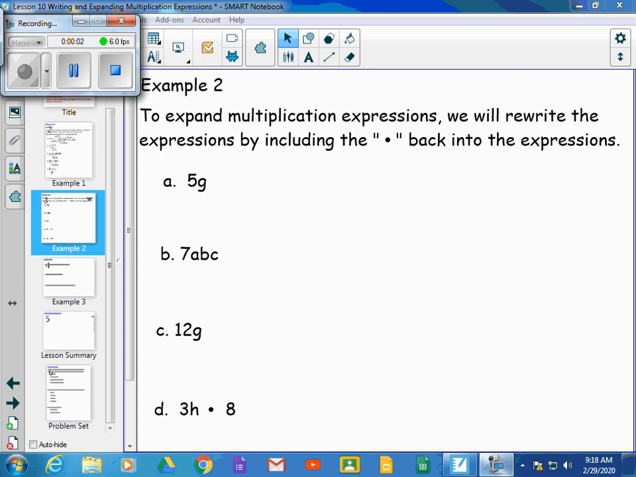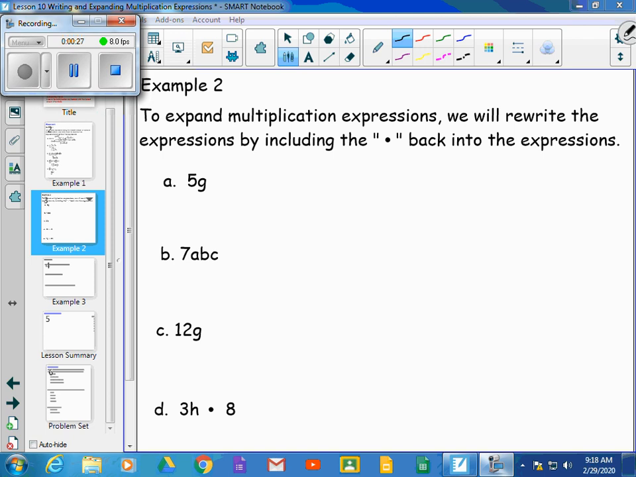Now on to example number 2. In example 2, it says to expand multiplication expressions, we will rewrite the expressions by including the dot symbol of multiplication back into the expressions. So in this example, we're going to be doing the exact opposite of what we did in example 1. We're going to be expanding them out.